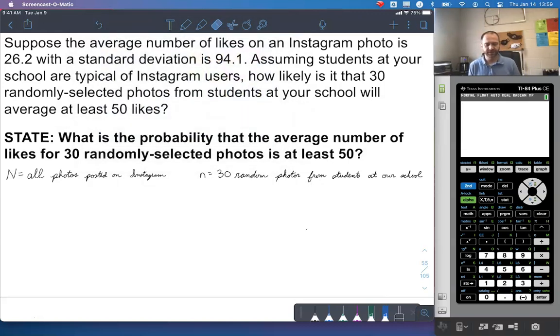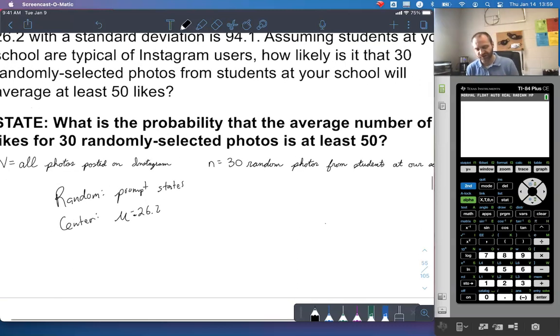In this case, does it say random? And it says yes, the prompt uses a random sample. The prompt does state randomly selected. So that's done. If I also go through and take a look at this, do I describe a center? Is a center given to me? And it is. It says the mean is 26.2. Suppose the average number of likes, what you expect the average number of likes to be on an Instagram photo, 26.2. So it tells me my center.